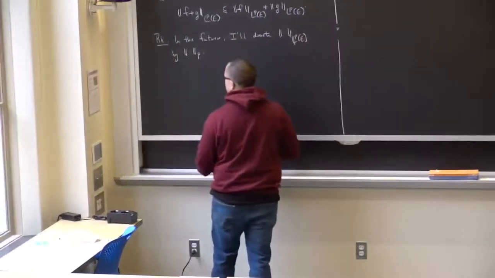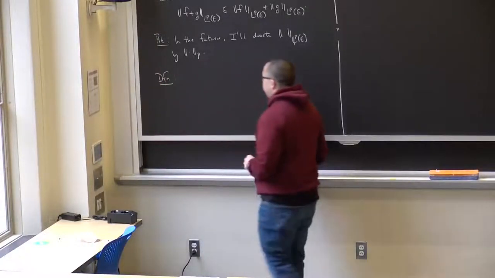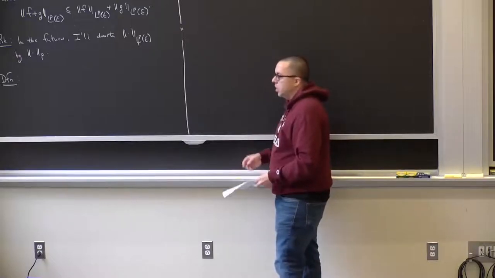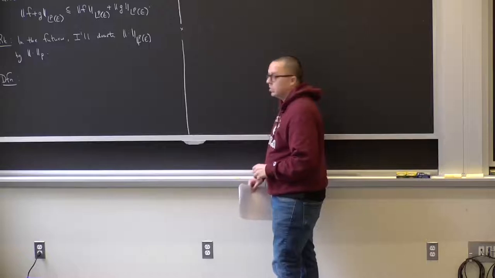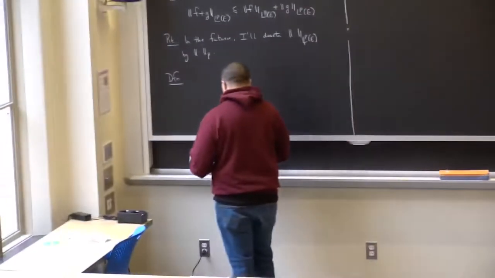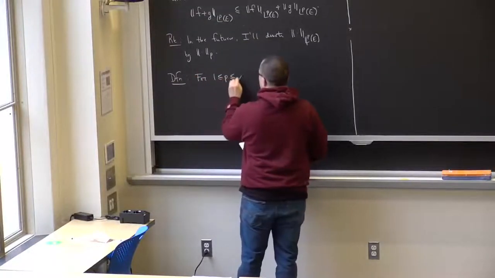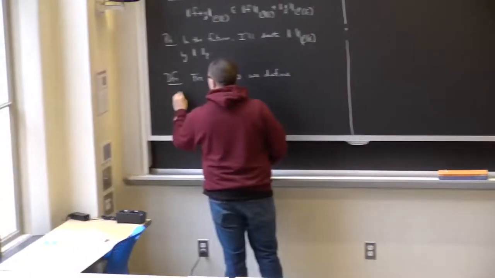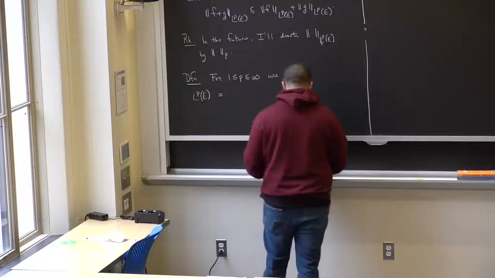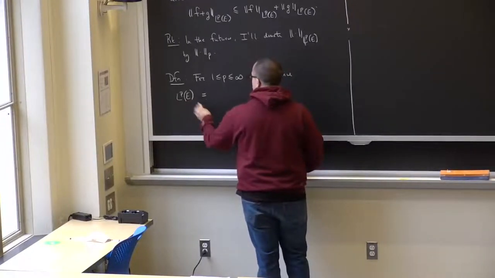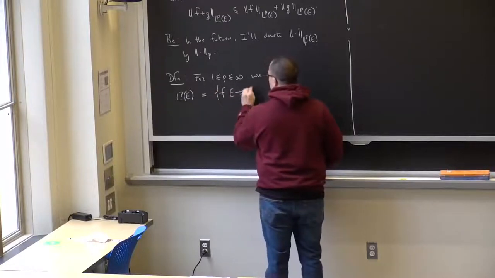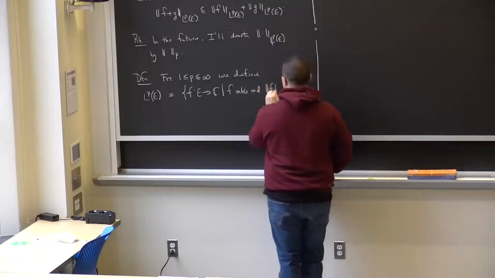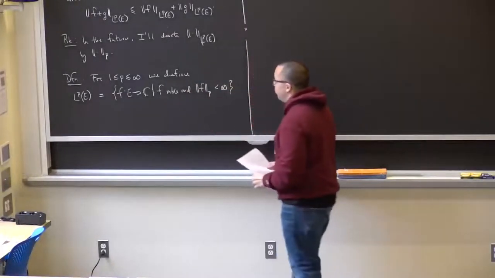Okay, so now let me define the actual space that this will be a norm on. And it involves a slight abuse of terminology and notation in the end, which is just tradition, not just in this subject, but abuse of notation is tradition in all of math. So for p between 1 and infinity, we define the space L^p(E), where E here, if I don't say it, is always a measurable subset of R. This is the set of all functions from E to C, which are measurable, that have finite L^p norm. Okay?